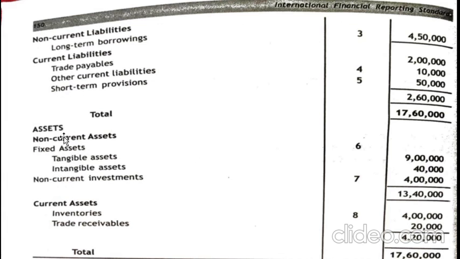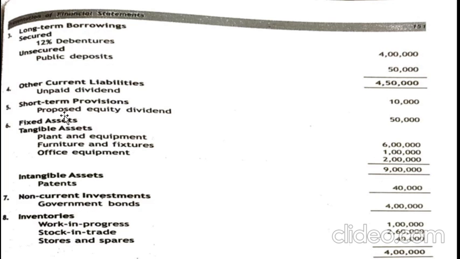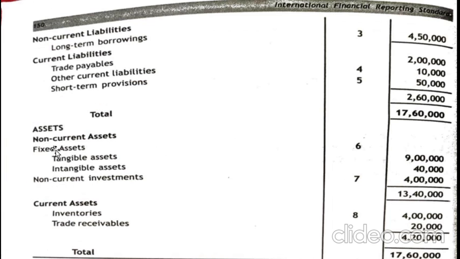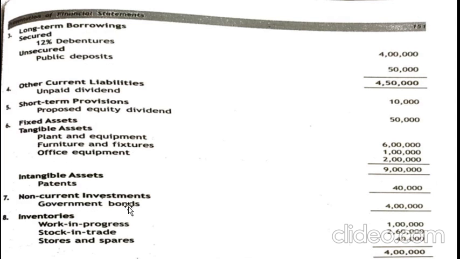Next are our assets. Under assets we have fixed assets under the heading non-current assets. Your fixed assets are of two types, tangible and intangible. According to the calculation, the tangible total we have got is 9 lakh and intangible 40,000. So we will be recording it: tangible 9 lakh, intangible 40,000. Other items are your non-current assets according to the balance sheet format.